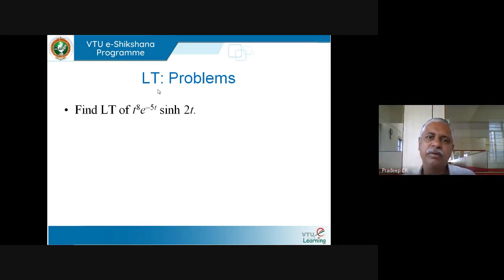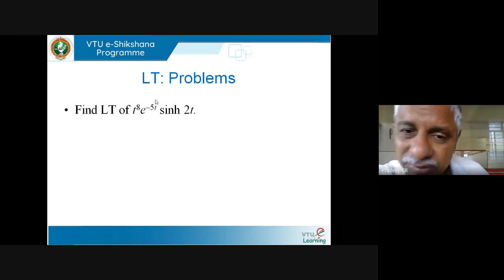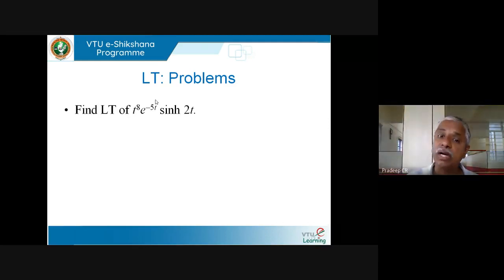There must be some other way of doing it. It is possible to do it that way. Please understand what I'm saying. The moment I see this problem, it's clear that I know Laplace of sine hyperbolic 2t. Then I know Laplace of e power minus 5t into sine hyperbolic 2t. Then if I want to find t power 8 into e power minus 5t into sine h 2t, I have to differentiate 8 times. Differentiating 8 times is not something which is welcome or enticing. So I want to avoid that. How do I avoid that?